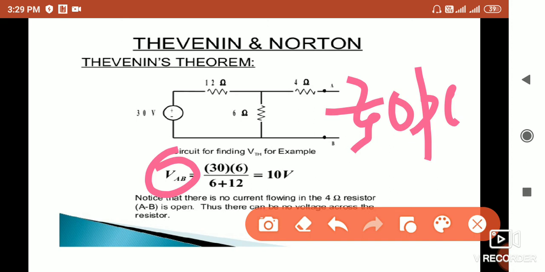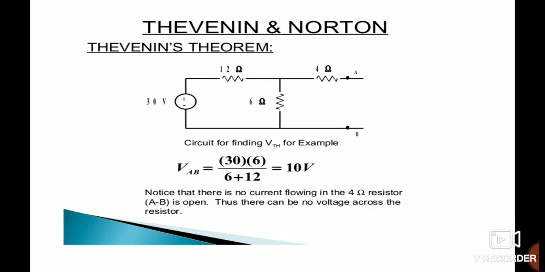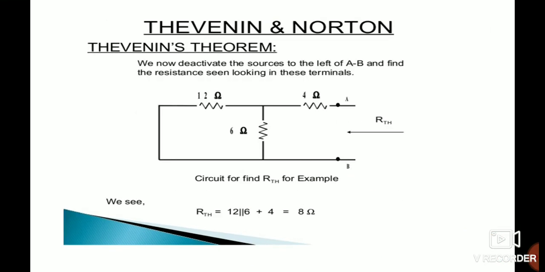So what is the voltage across the 6 ohm resistance? We can use the voltage divider theorem. We can easily find 30 into 6 upon 6 plus 12, that is equal to 10 volt. This is our VTH. So you can easily find VTH. In the next slide, we can find the RTH.